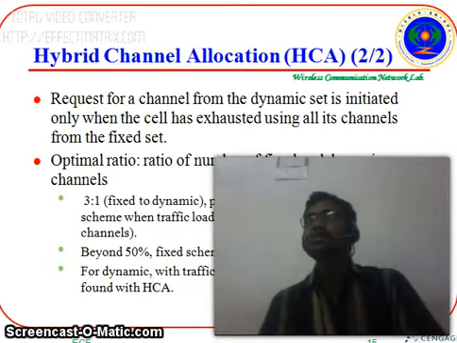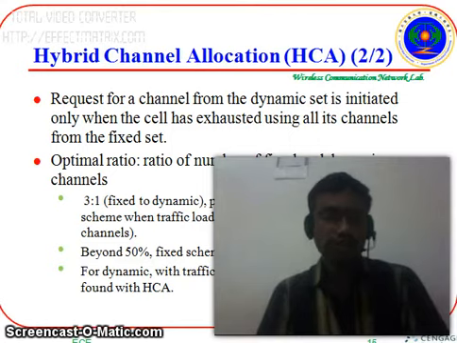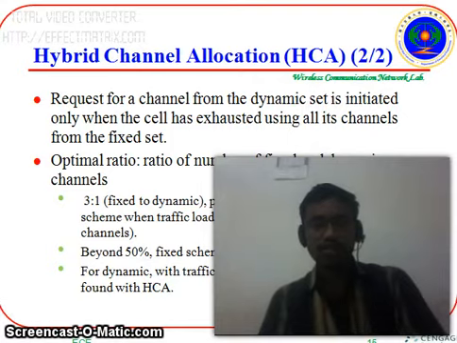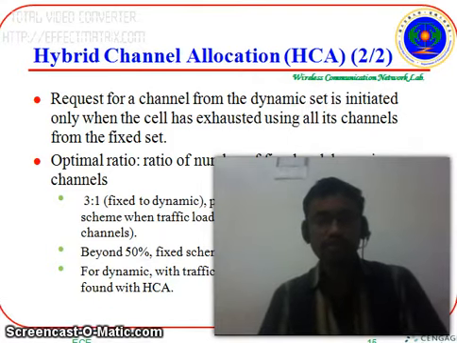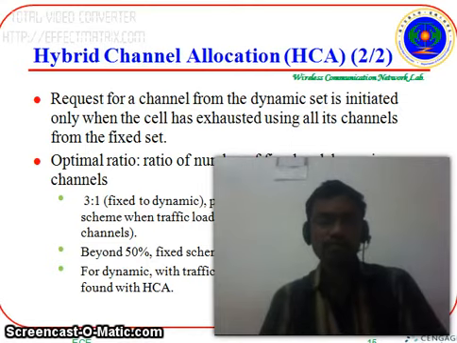When all the channels are used, the base station can request the central pool for some additional channels to establish a connection, so as to minimize the traffic. Here the optimal ratio of fixed to dynamic channels is 3:1. This provides better service than fixed alone when the traffic load is less than 50%. Beyond 50%, the fixed scheme performs better.